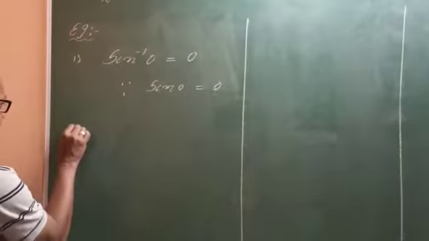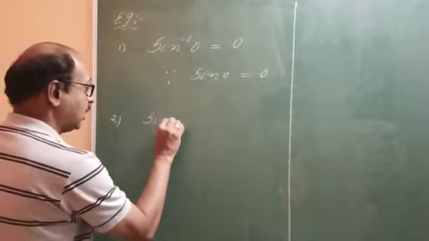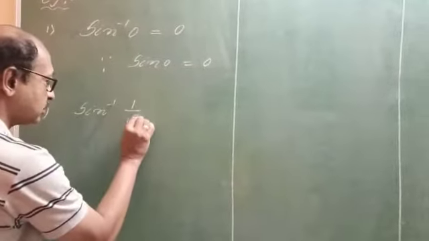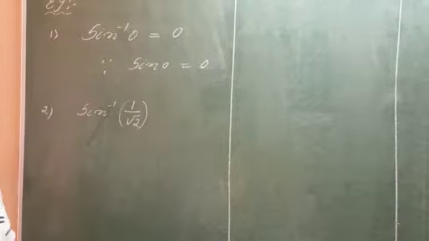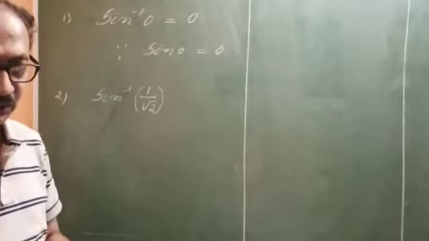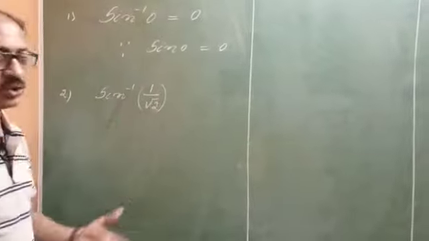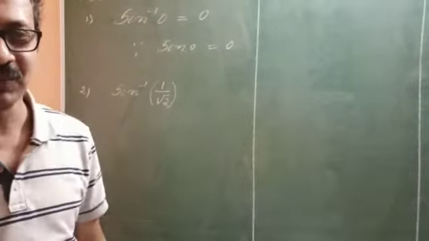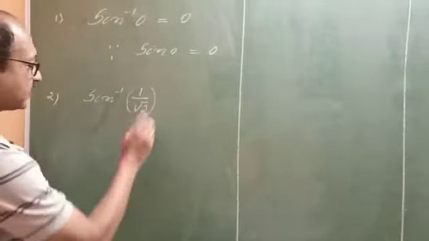Let us consider in the same manner the second problem. Let us find out the sine inverse of 1 by root 2. So what is sine of what gives 1 by root 2? The 1 by root 2 is always sine pi by 4. Sine pi by 4 is equal to 1 by root 2.